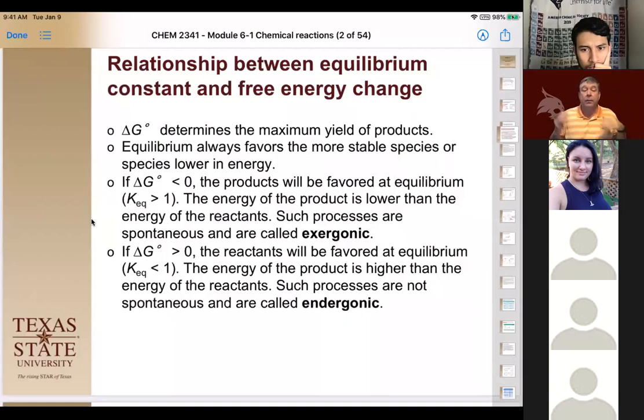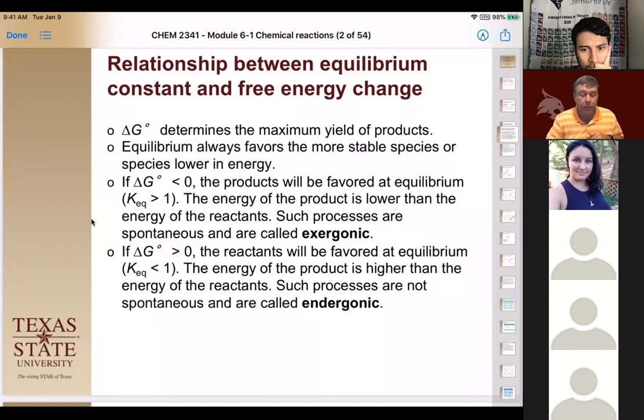Now, if it's the other way around and it actually favors the starting materials over the products, your equilibrium constant is less than 1, what that is saying is this is not going to be spontaneous. You have to add energy to it to make that free energy change, okay? So we call this endergonic, meaning that we have to make it go by some other method, like by heating or by using light or using something else. So exergonic are spontaneous reactions, and endergonic are not spontaneous reactions and have to have some other influence making them happen.